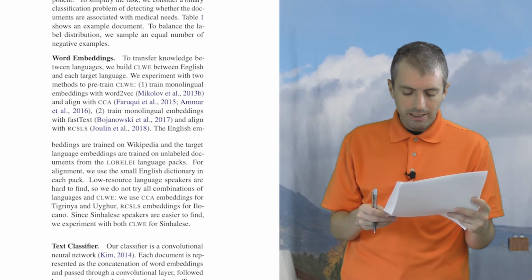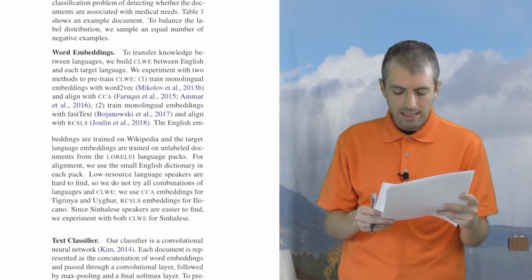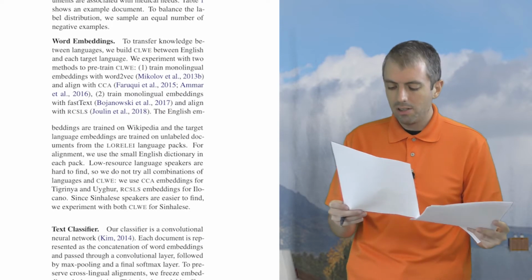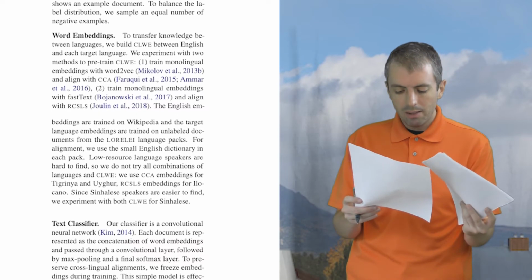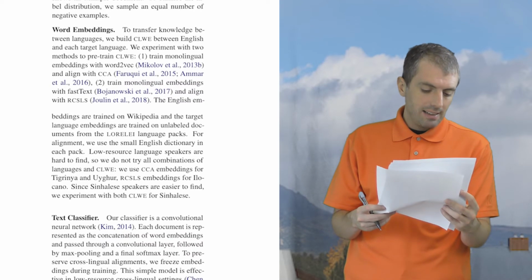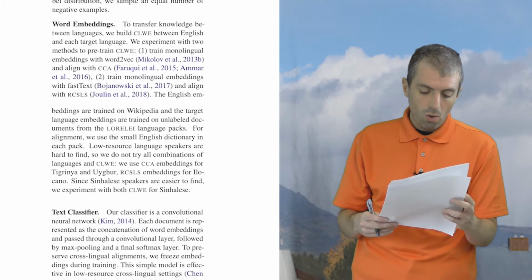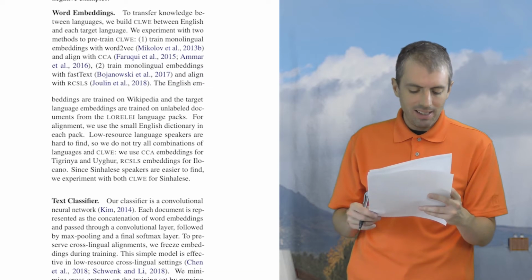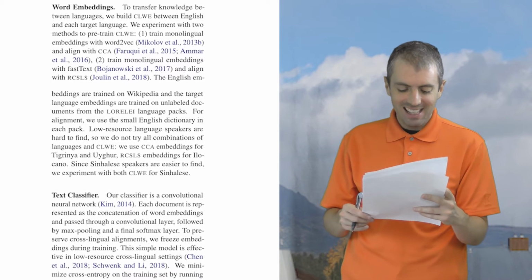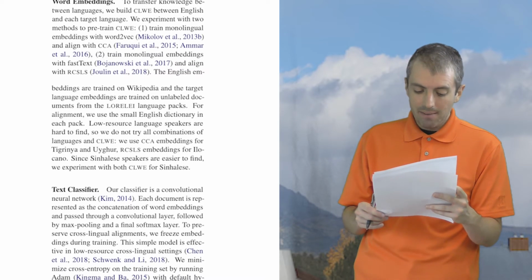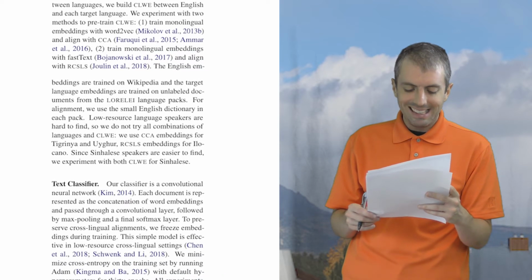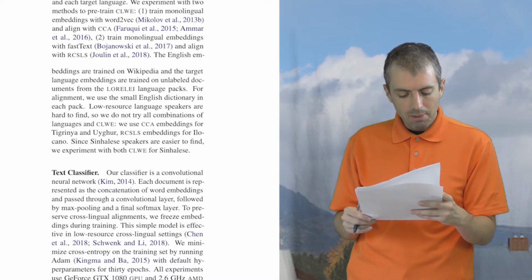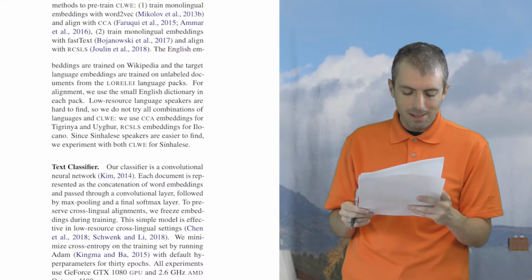To transfer knowledge between languages, we build CLWE between English and each target language. We experiment with 2 methods to pre-train CLWE: train monolingual embeddings with Word2Vec and align with CCA, or train monolingual embeddings with fastText and align with RCSLS. The English embeddings are trained on Wikipedia, and the target language embeddings are trained on unlabeled documents from the Lorelei Language Packs. For alignment, we use the Small English Dictionary in each pack.